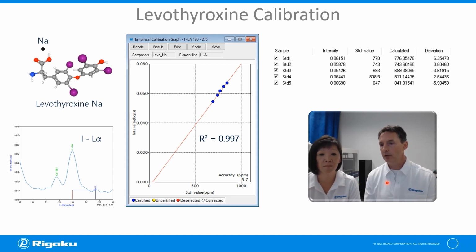And the other thing too is that at standard levels, we're at 700 ppm. So we're at very low levels, but we can still get a lot of signal. And you can see that in the spectrum that Tun's showing.